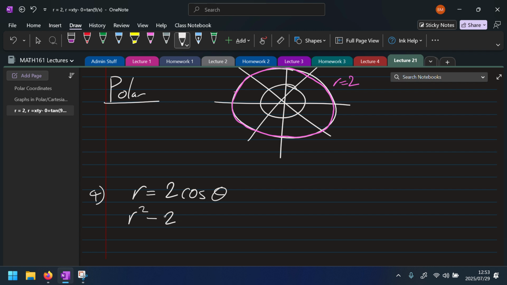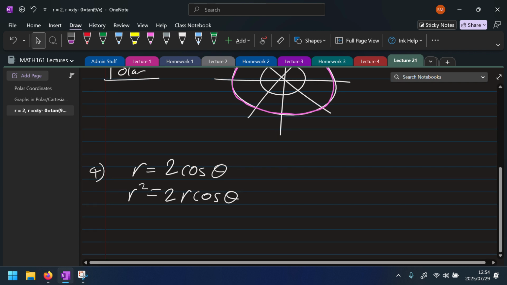So R squared equals 2R cos theta. On the left-hand side, R squared, we know that will be x squared plus y squared. That's easier to work with. On the right-hand side, we now have R cos theta. We know that's x. So it's a little bit easier to work like this. We multiply both sides by R, the left-hand side becomes easier to work with, and the right-hand side becomes R cos theta, which is just x. A little trick just to make things a bit easier for you. Now, R squared, we know what that is. That's x squared plus y squared.